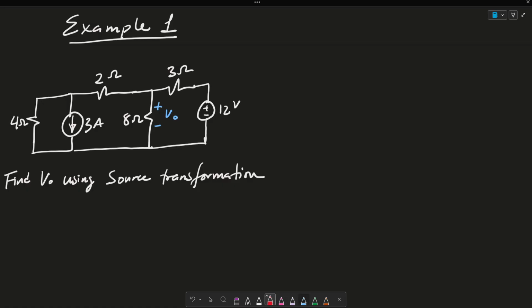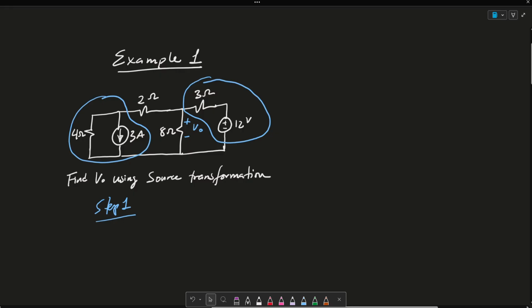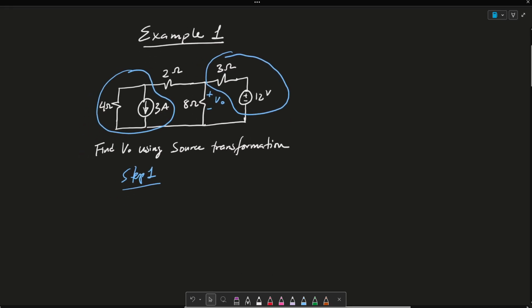And I'm going to do this in 3 steps. So I'm going to say step 1. Again, the goal here is to find this VO right here, the voltage at the 8 ohm resistor. So step 1, I'm going to combine, or transform, this part here, and I'm going to transform this part right here. And let me zoom out a little bit so I get some more room.